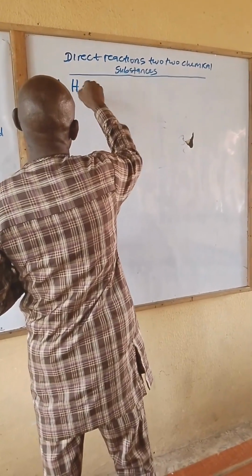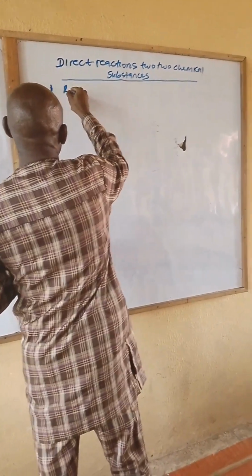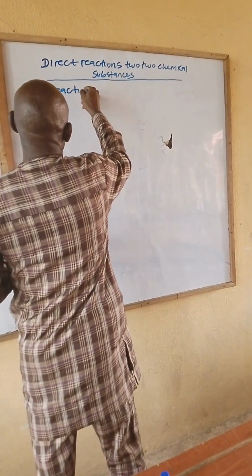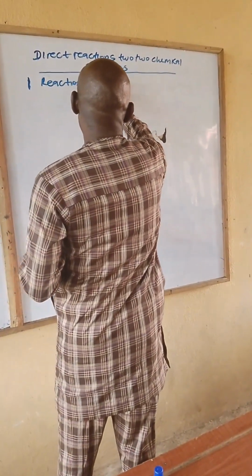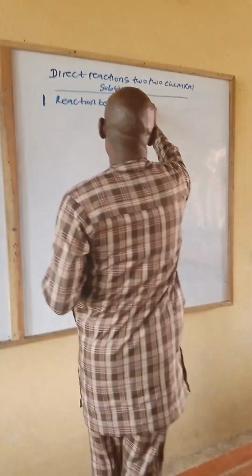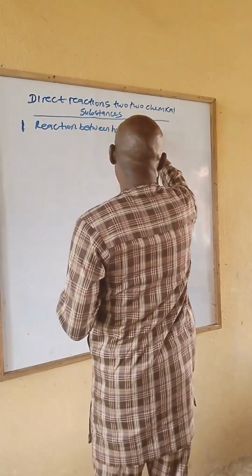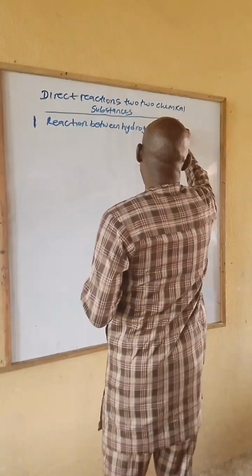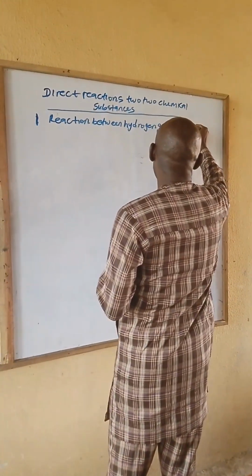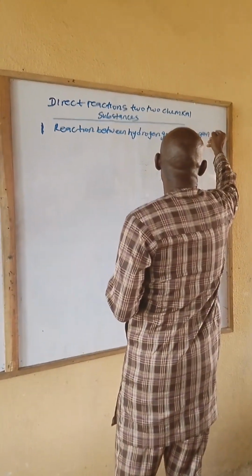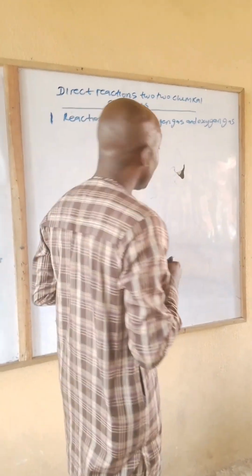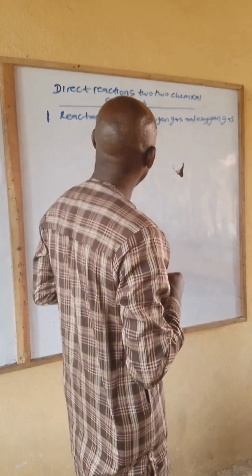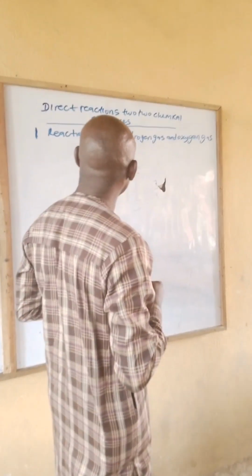Let's say the reaction between hydrogen gas and oxygen gas. Let's see what this one will give us. When hydrogen gas reacts with oxygen gas, let's see what we are going to get.